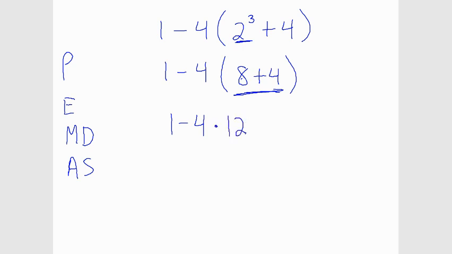And now when I see this problem, it's tempting for students to want to do the 1 minus 4 first. No, multiplication comes next. And I can keep the 1 minus the same. 4 times 12 is 48. And then 1 minus 48 is negative 47. And that's it.